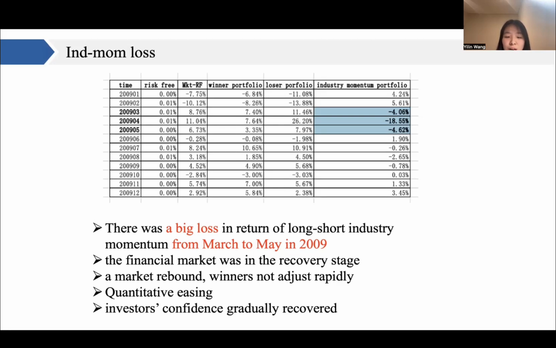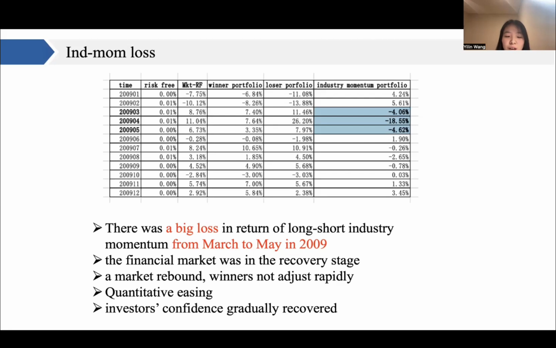Firstly, there was a market rebound in the beginning of 2009. It caused the loser portfolio to perform well immediately, whereas initial winners could not adjust rapidly, so it may cause some losses. In addition, we found that during the financial crisis, some industries in the winner portfolio had a lower risk, while some industries in the loser portfolio had a higher risk.